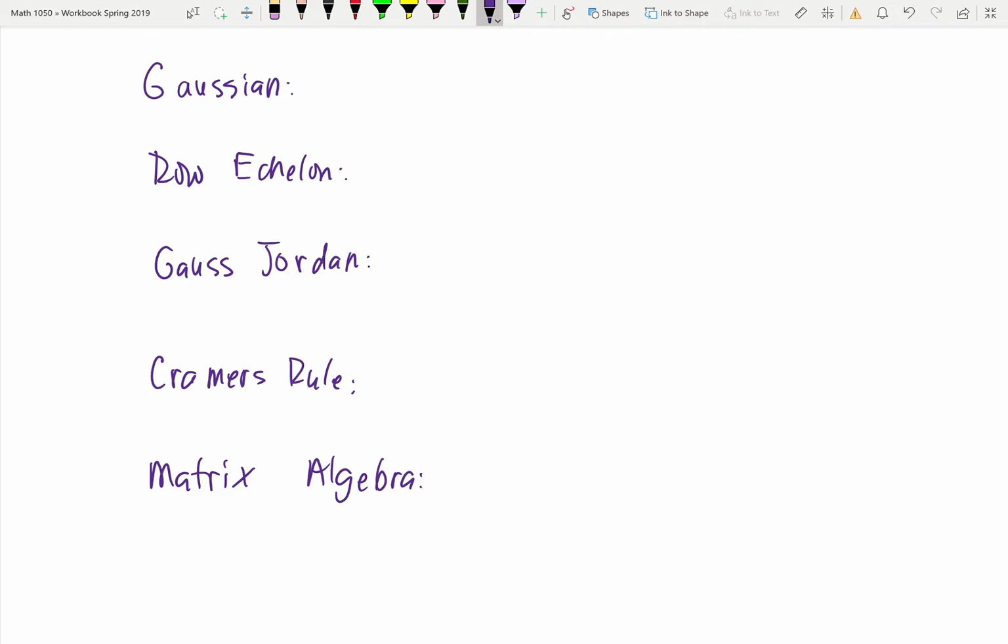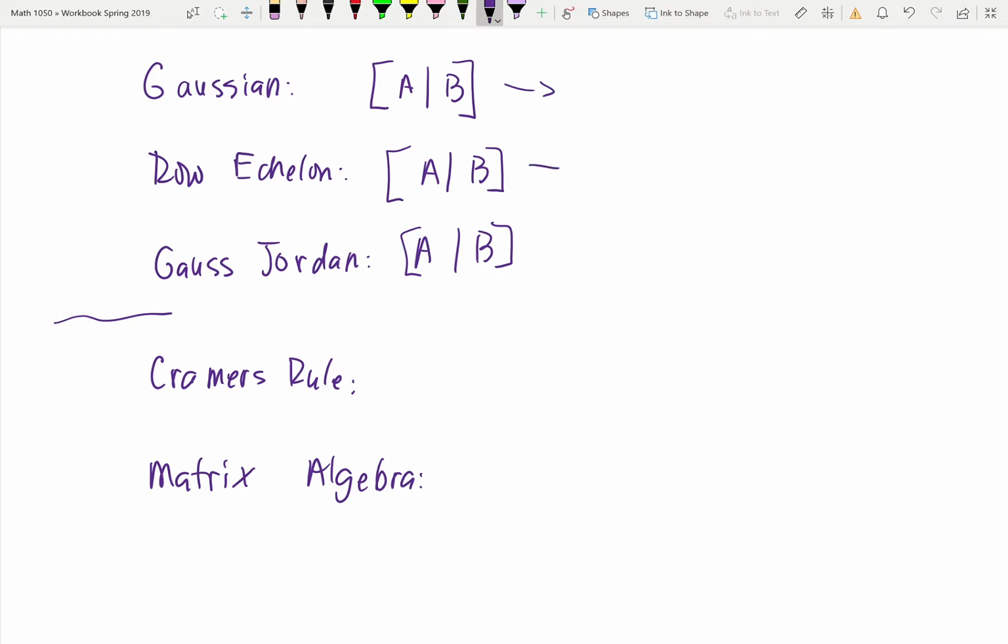Okay. So Gaussian, Gauss-Jordan, and row echelon all begin the same. Okay, so here's how they begin. Matrix A on the left, that's the left side of the equation. Matrix B on the right, that's the right side of the equation. So those all begin the same. Okay, then you manipulate it. Okay, now here's how I remember. I know it's weird, but this is what I do. Gaussian and Gauss-Jordan both begin with the G. So they both begin the same, A on the left and B on the right.